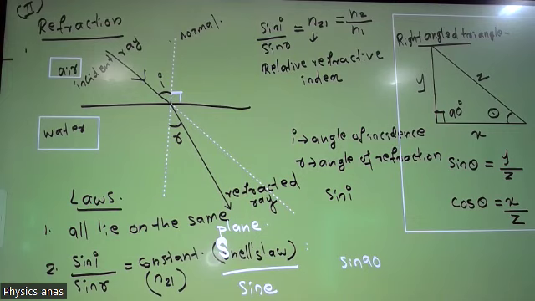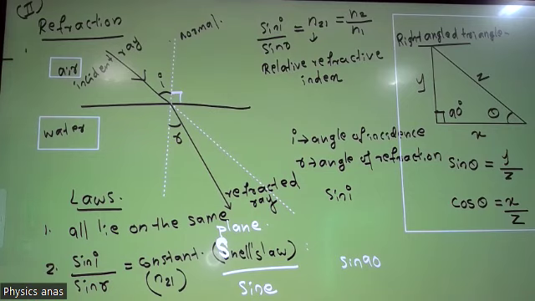Sir, can you repeat again? Should I repeat? Yes, sir. Okay. The ratio of sine of angle of incidence to the sine of angle of refraction is a constant. Did you write up to that point? Yes, sir. Is a constant for a given color and a given pair of medium.